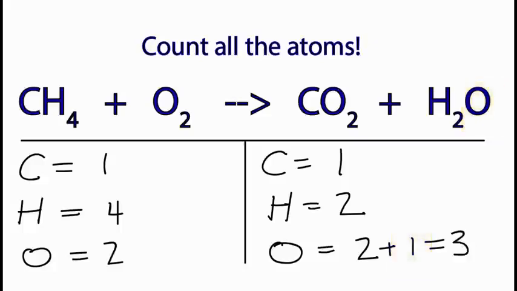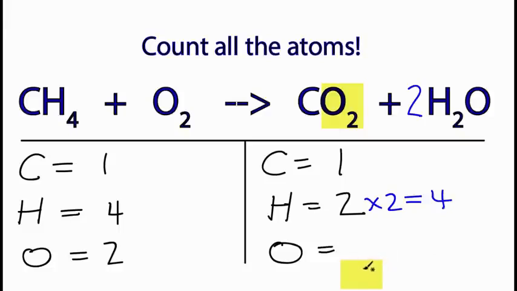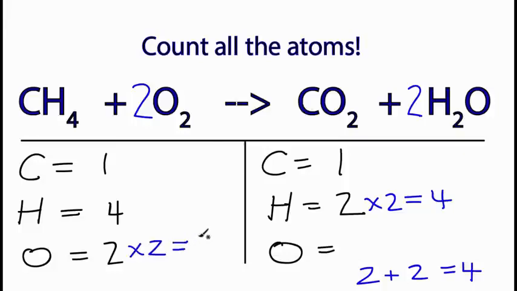I'll start by balancing the hydrogens. If I put a 2 in front of this hydrogen, 2 times 2, that'll give me 4. And that'll fix the hydrogens. But now I have 2 oxygens plus 2 times 1, 2 oxygens. That gives me a total of 4 oxygens. But that's good, because now if I put a 2 right here and change this coefficient, 2 times 2 equals 4, and now everything is balanced.